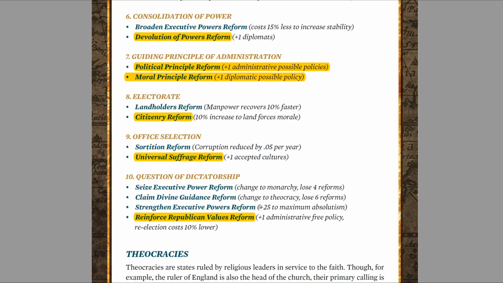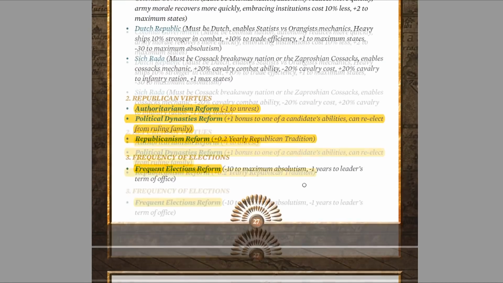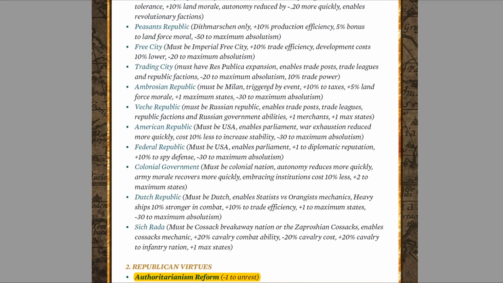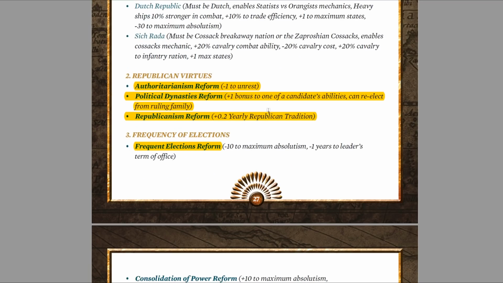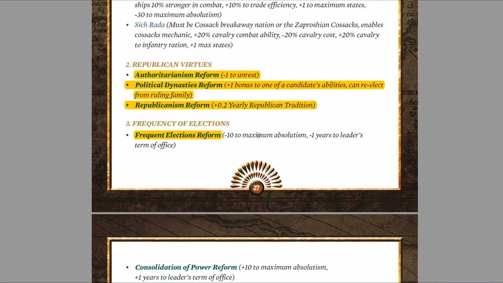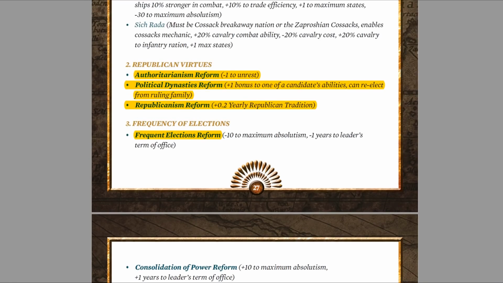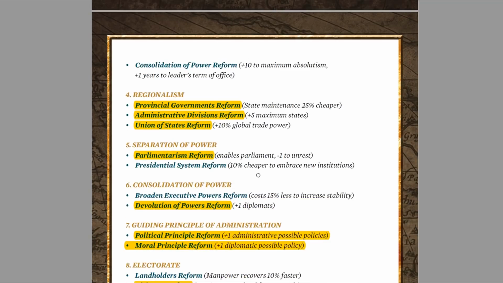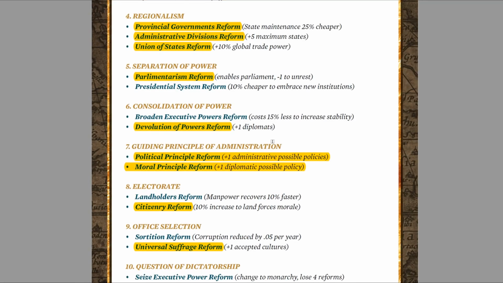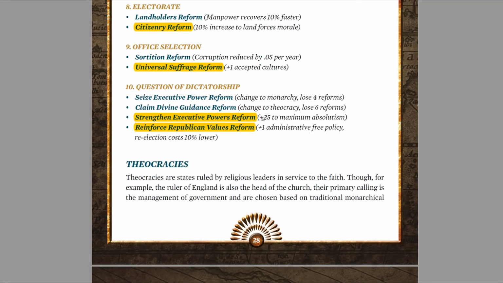But if you want to blob a little bit, say you started as Milan, right here, Ambrosian Republic, -30 max absolutism. You get the +1 bonus to candidate's ability, and then you get +10 max absolutism here for 5 years term. That's not terrible. So you're already at -20. We're talking about absolutism. So -20 absolutism. And then you get +25, so you get +5 actually, which is huge.